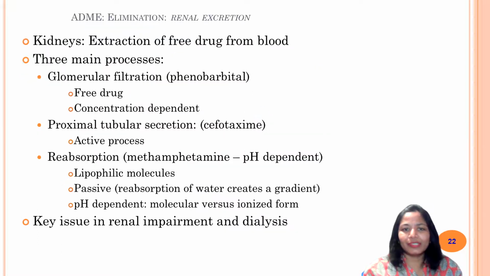So these are some of the examples that we have. Elimination through the renal excretion. There are three main processes: glomerular filtration, proximal tubular secretion, reabsorption. And there is a key issue in renal impairment and dialysis. If there is a renal impairment, one of these processes or all of the processes would be hampered. Therefore, it will become difficult for the drugs to be excreted out. Therefore, we would be needing dialysis.